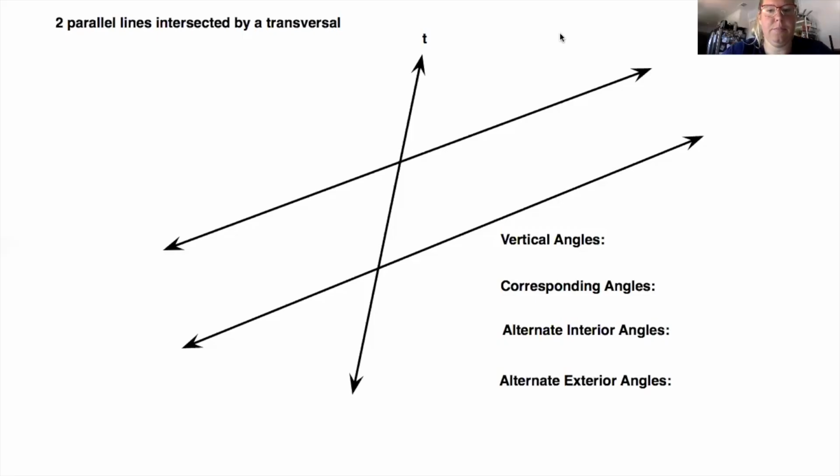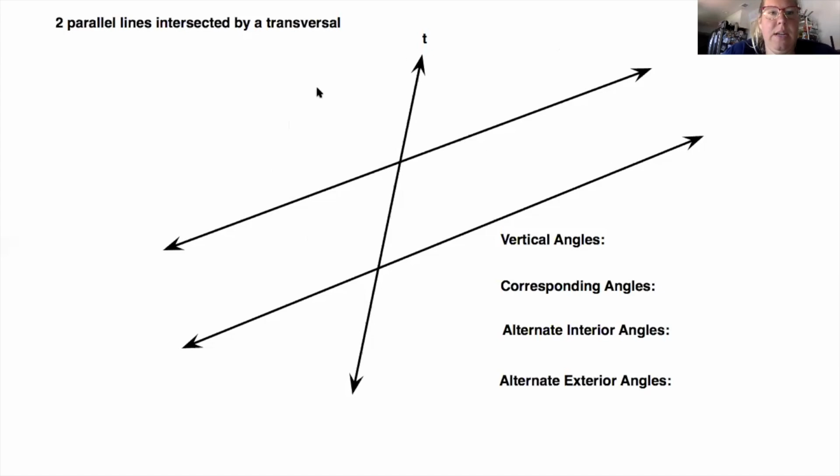We have two parallel lines intersected by this transversal. We know these two lines are parallel because they don't touch. They're never going to cross. They're never going to intersect. This is a random line that goes through them both. So that's why we call it a transversal.